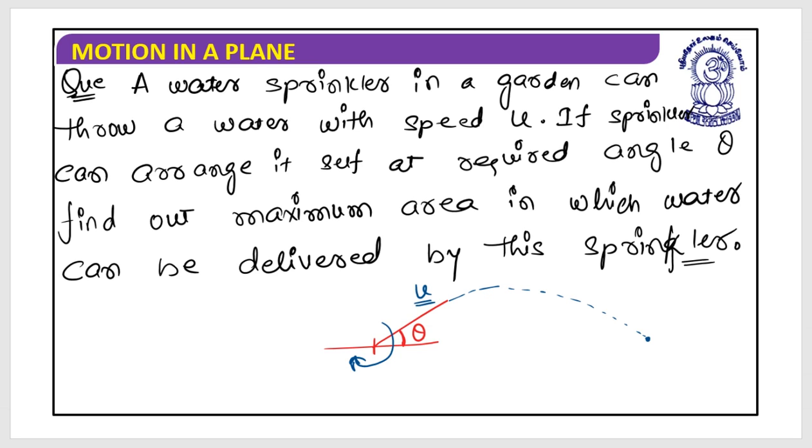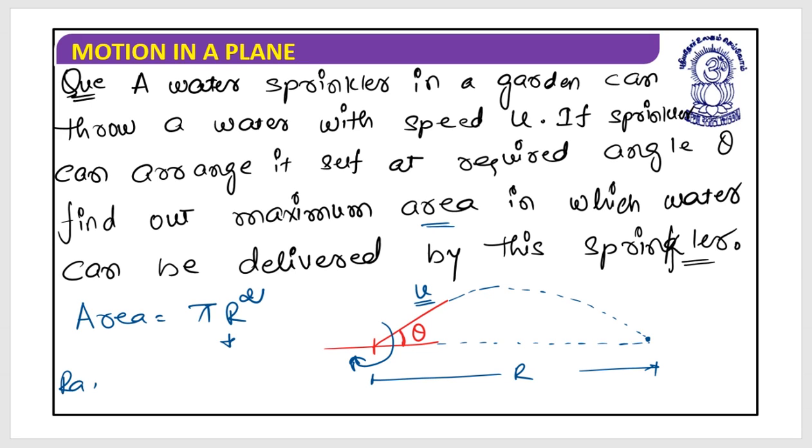So if you understand the situation, this could be the range. I hope this can be seen by you. This is the range, the maximum horizontal distance that can be traveled by the water. And what is required is to find out the maximum area. Basically it is a circle, and the area of this circle is pi into r square. Here the radius will be the maximum range.